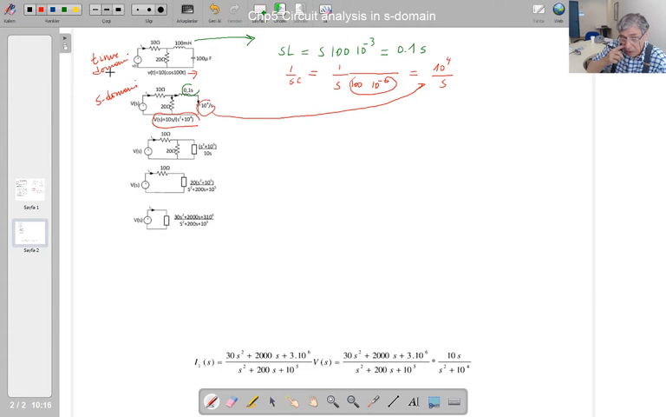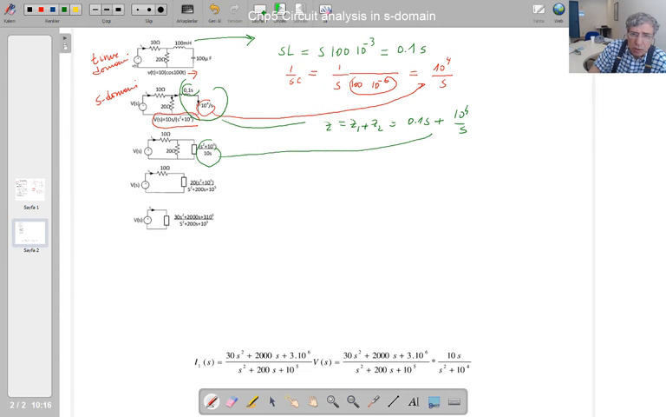In S domain, we are saying those two are connected in serial, so it's going to be the summation of those two impedances, which is Z1 plus Z2, so 0.1s plus 10 to the power 4 over s. So you end up with this. So that is the same as this.